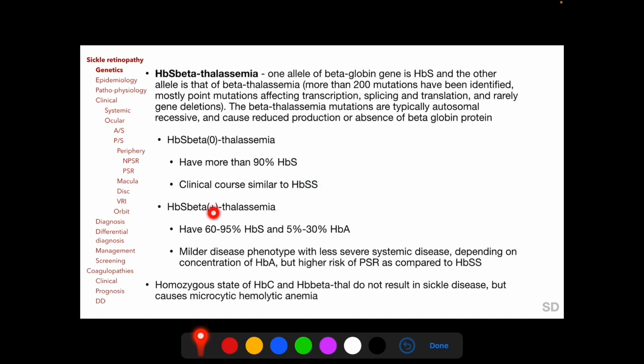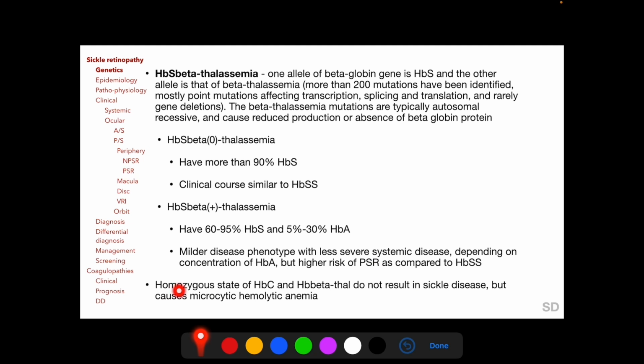In HBS beta plus thalassemia genotype, beta globin protein production is reduced but not absent, and so in patients with this genotype, 60 to 95% of hemoglobin is hemoglobin S and 5 to 30% of hemoglobin is hemoglobin A, or normal adult hemoglobin. So in comparison to patients with HBSS genotype, patients with HBS beta plus thalassemia genotype have less severe systemic disease but with a higher risk of proliferative sickle retinopathy, which we will be discussing.